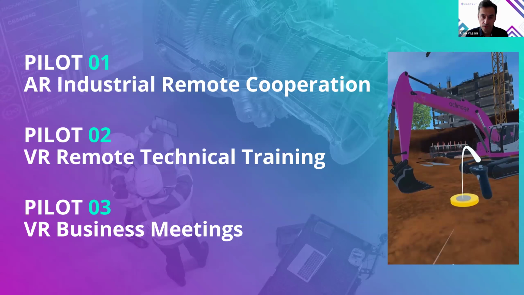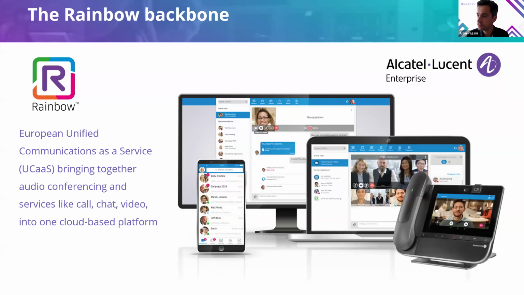So to do all of this, we rely on our partners that I will present a little bit later, but we also rely on a backbone that is the Rainbow backbone. We are lucky to have a company in our consortium, Alcatel-Lucent Enterprise, a French company, that develops a kind of video conferencing tool integrated with a chat and document exchange. So it's a communication as a service tool. Basically, you can use it for video conferences and exchanging documents and data. And this is an existing product, but we use this and we extend it with all these possibilities of interaction offered by XR.